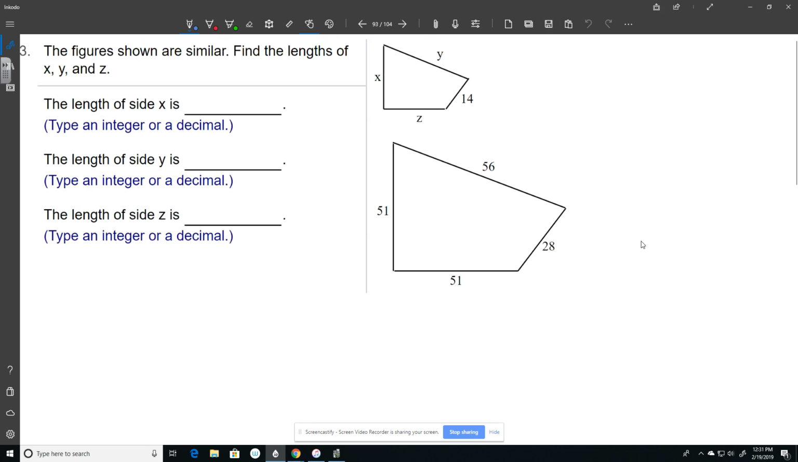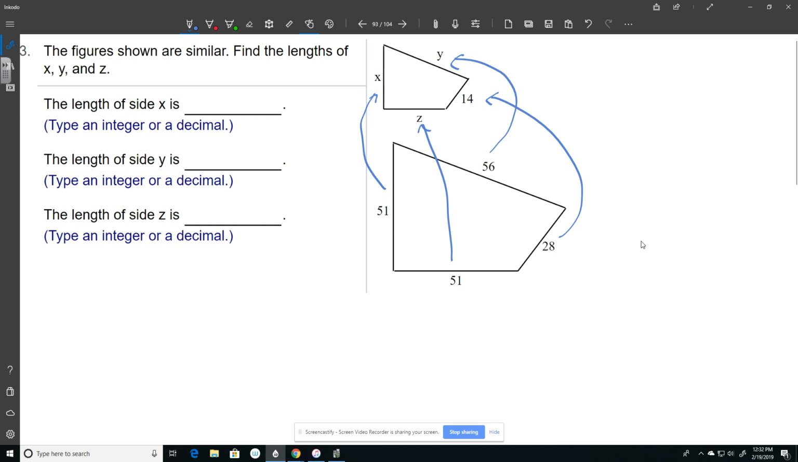All right, number 3. The figures shown are similar. Find the lengths of x, y, and z. So this big shape and this small one, these quadrilaterals, are similar. So whatever I have to do to go from 28 to 14, I do the same thing to go from 56 to y, and 51 to x, and 51 to z.